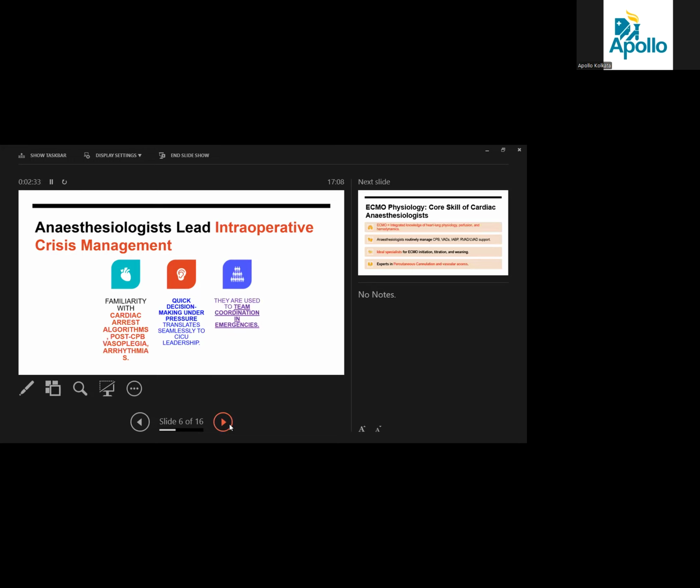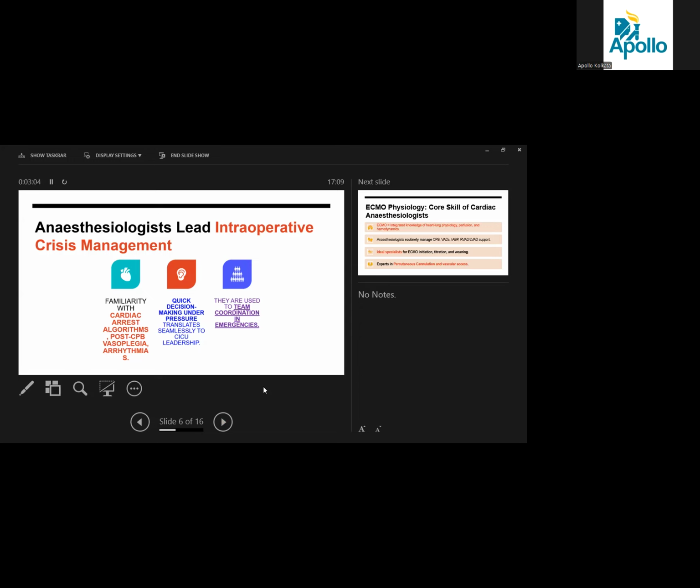Anesthesiologists, now we can say, are already leading the intraoperative crisis management. That is because of their familiarity with the cardiac arrest algorithm, post CPB vasoplegia, and arrhythmias. Quick decision making, because we are always on our tiptoe to manage all these intricacies and the hemodynamic nuances. So quick decision making under pressure translates seamlessly to CICU leadership. They are also used to team coordination in emergencies because perfusionist teams are there.